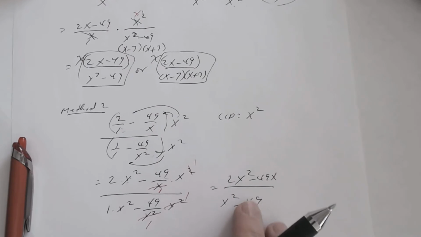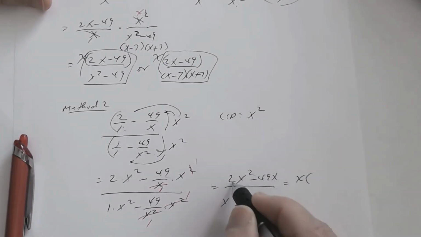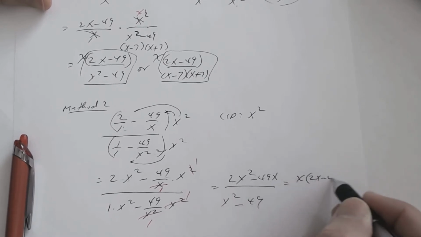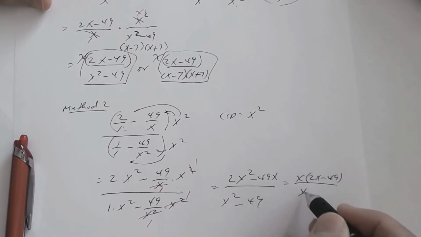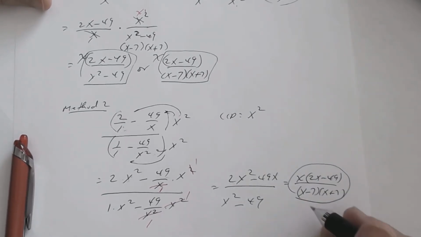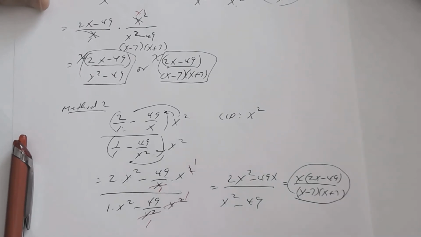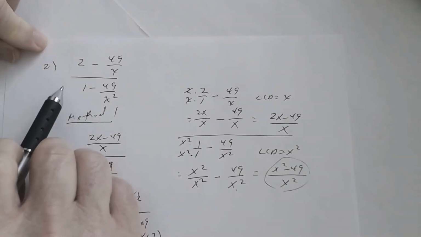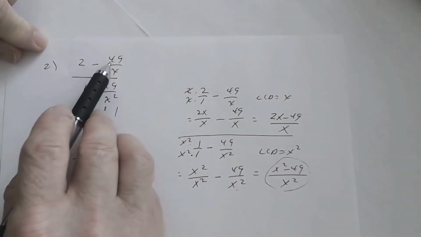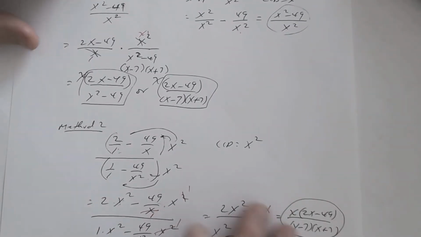So when I do this, notice I'm going to factor out an x, and I'm going to get x times 2x minus 49 divided by x minus 7 times x plus 7. But again, nothing else reduces. So there's not much you can do with this problem. So I bet that when I gave y'all this problem, I messed up with some part around here. Okay, but it is what it is. But that's the answer you would have gotten either way, this one or this one.